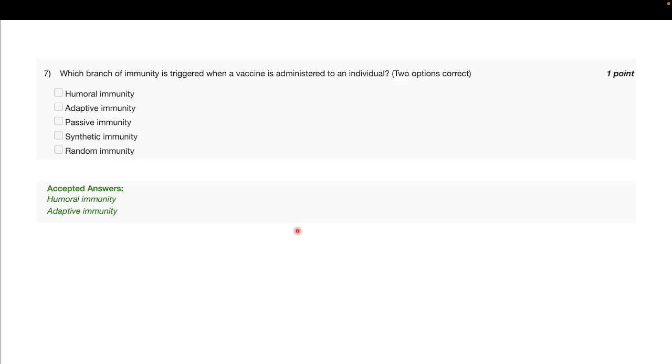Sorry for interrupting you. Whenever a vaccine gets delivered, it is going to be very specific, right? Whatever molecule you are delivering, your immunity is going to be very specific against that. So your adaptive immunity is going to get triggered. Humoral immunity is just a part of adaptive immunity. It is nothing but the immunity generated by your B cells, wherein they produce the antibodies. So that's why these two answers are correct for this question. It's humoral, which is your B cell mediated immune response, and your adaptive immunity.